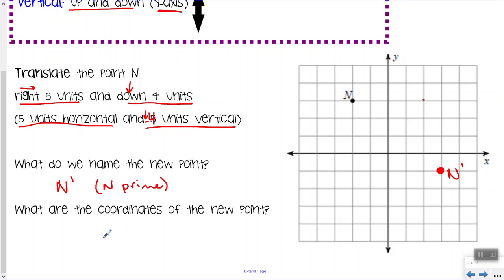The coordinates of our new point, again, we start from the origin. X is our side-to-side coordinate, so how far do we move here? We count 1, 2, 3 units to the right. And then our y coordinate, we come down 1 unit, so it would be 3, negative 1.